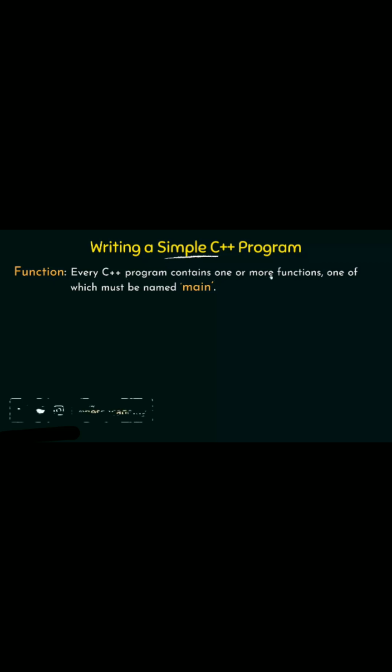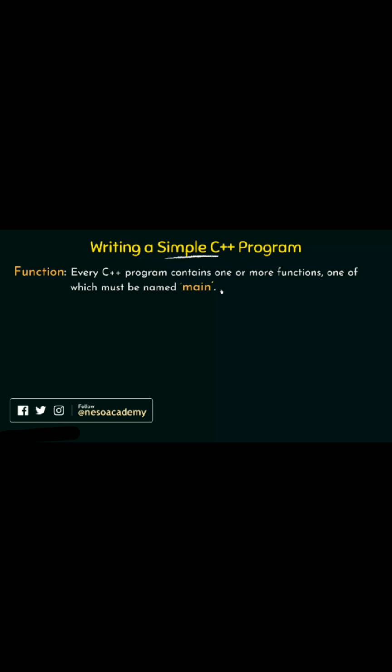So coming to writing a simple C++ program, the first thing that we need to know is about functions. Now let's see what is a function. Every C++ program contains one or more functions, one of which must be named main. Now if you are new to programming, you may not know the meaning of function, but if you already have some idea about programming, then you may know what a function is. So we are going to study function in detail in the coming lectures, but for now just understand that a function is nothing but a block of code that is going to perform some operation.